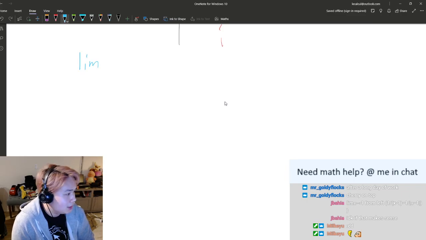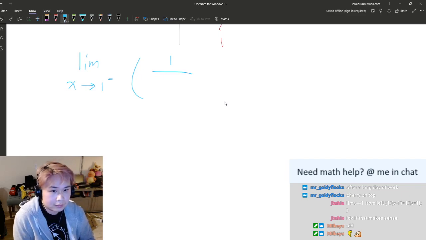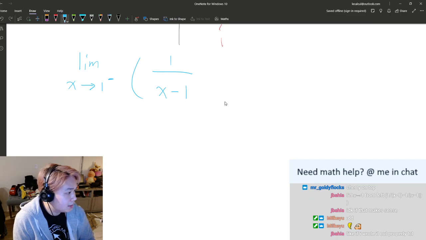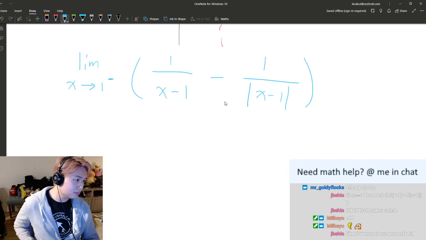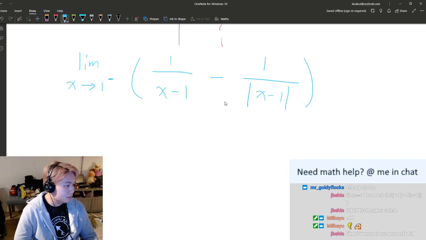Limit as x goes to 1 from the left. And then you have 1 over x minus 1, and then 1 over the absolute value of x minus 1. Like this. Like this, right?